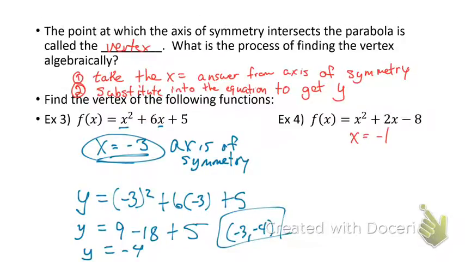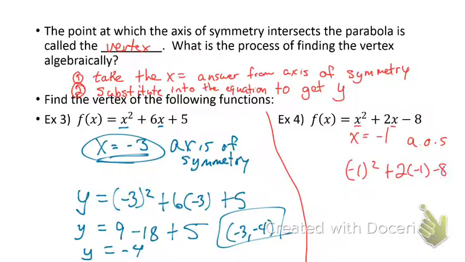Now on example 4, it's a lot of the same thing. We've got our answer from the axis of symmetry, which was x equals negative 1. We take that, we substitute it for both of the x's here. And then we just work out the problem to find our y. So we'd have 1 minus 2 minus 8 more. That'll give us y is equal to negative 9. And what that's going to tell us is our x-coordinate was negative 1, our y-coordinate was negative 9.